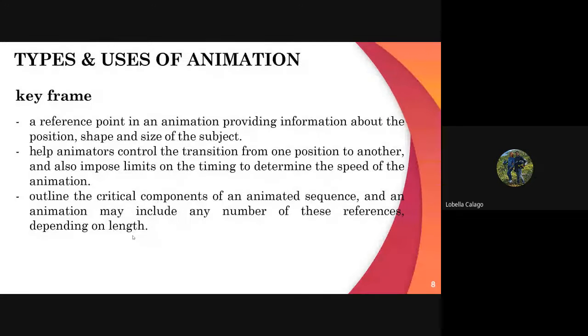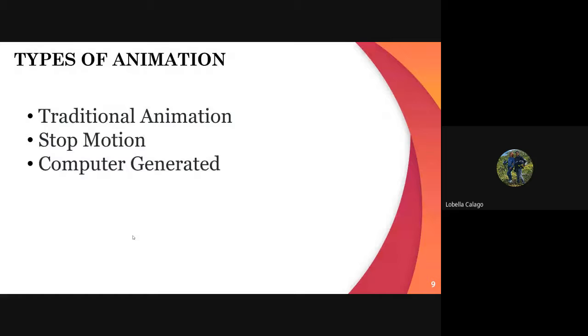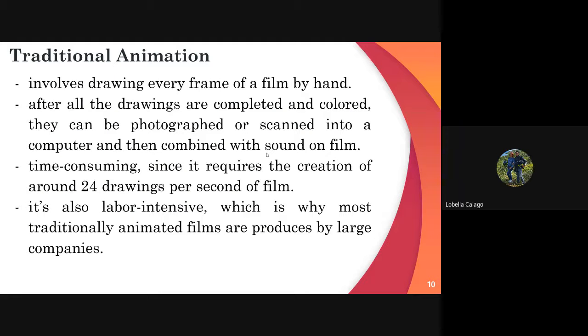Okay, what are the types of animation? We have three types: the traditional, the stop motion, and the computer generated. Computer generated, we all know that we are using the computer when we say computer generated. The traditional animation involves hand. Hand lang yung ginagamit.